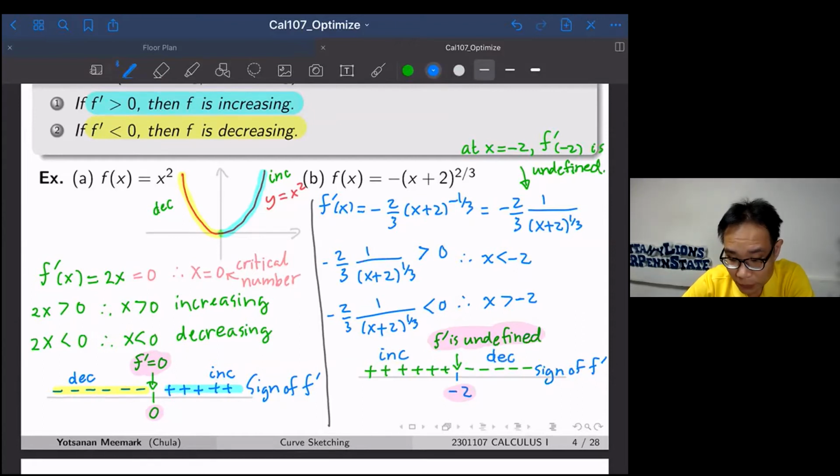So you see that we have a function that is undefined at negative 2. We have a function that had derivative 0 at 0 here. So these points can be used as the boundary where you have the positive side of derivative or negative side of derivative. So this guy will also be called a critical number.